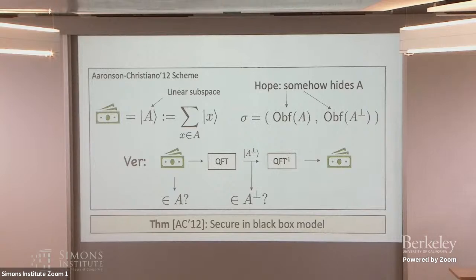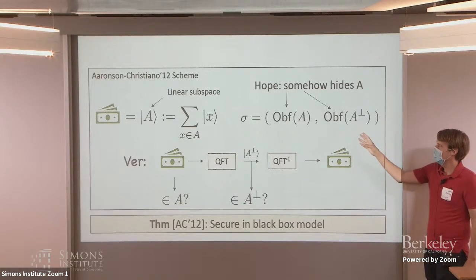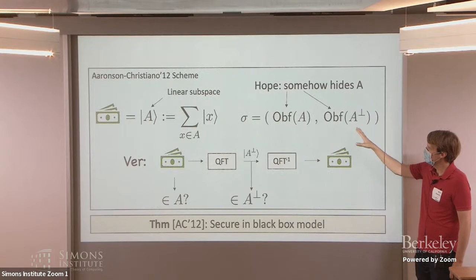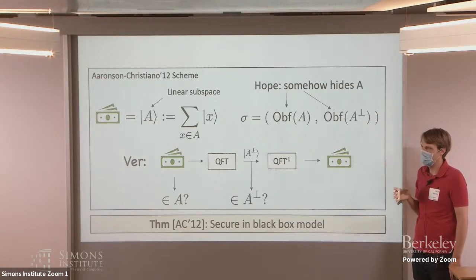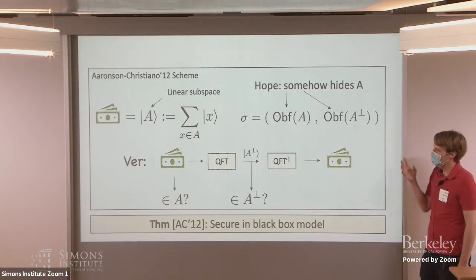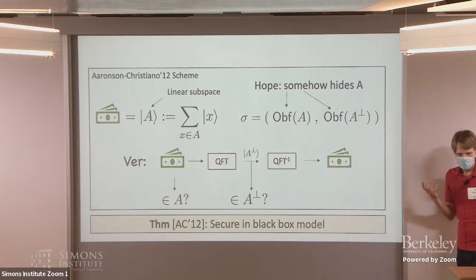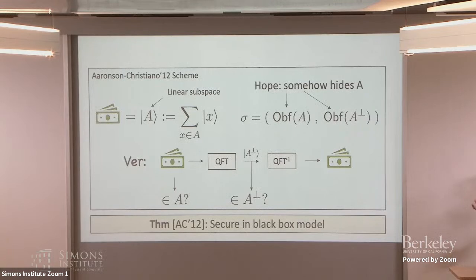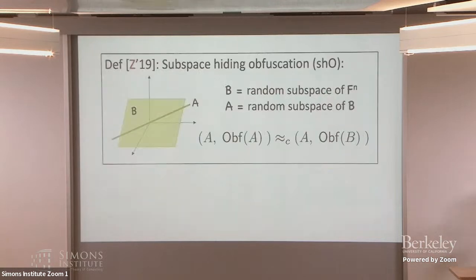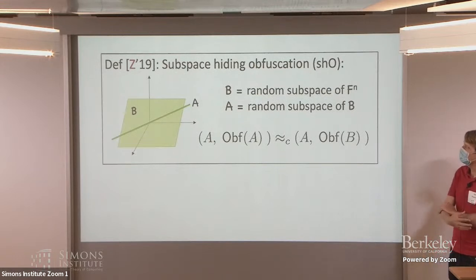Right. So the question, I guess, is, forgetting oracles for now, if I were going to implement this using some sort of standard model obfuscation scheme, what is the security property that we need out of it? And maybe there are many security properties that would work. But here's one that's certainly sufficient. It's something that I'll call subspace hiding obfuscation.